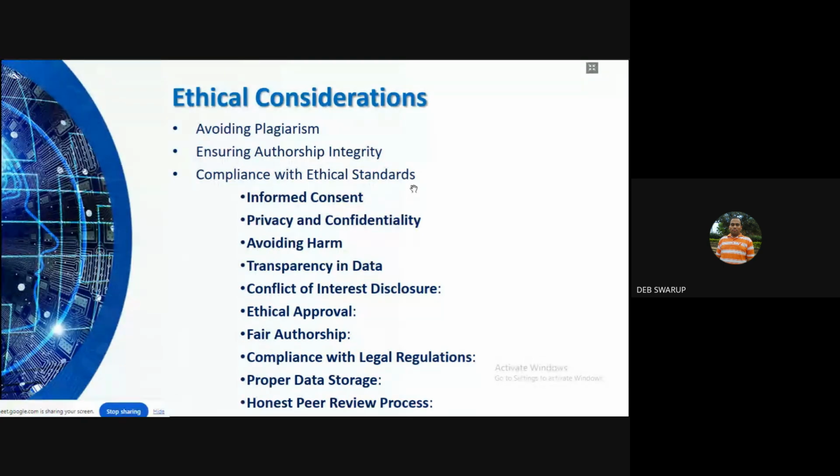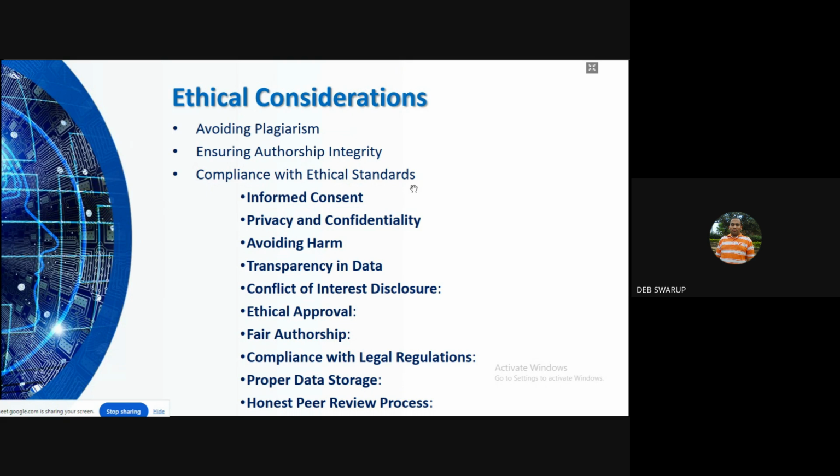So the next is transparency in data. This data transparency should be maintained. Where you have obtained your data, how you have obtained your data, what is your data collection basis, all these things need to be maintained. How you have framed those questions, those are also important. Then conflict of interest disclosure, ethical approval, then fair authorship.